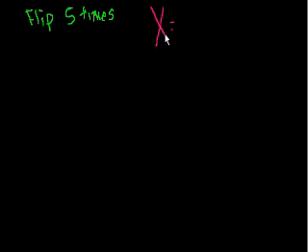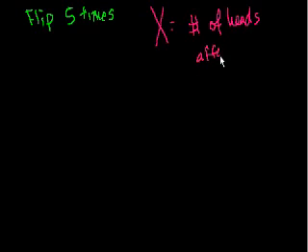So let's say I have a coin, and it's a fair coin, and I'm going to flip it 5 times, and I'm going to define my random variable X. I'll make it a capital X. It equals the number of heads I get after 5 flips.